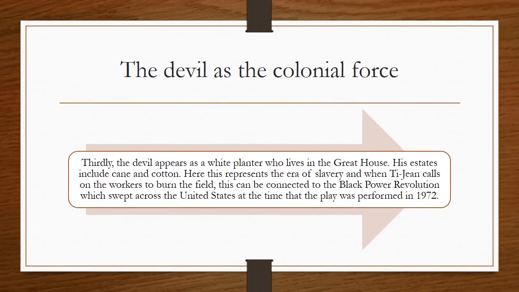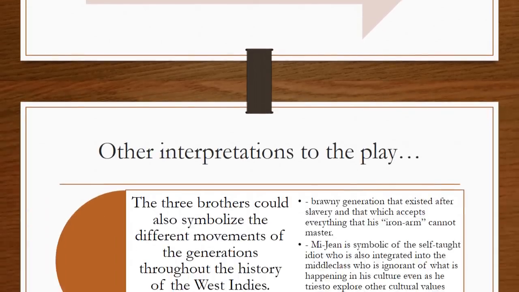The devil as a colonial force. The devil appears as a white planter who lives in a great house. His estates include cane and cotton. And here this represents the era of slavery. And when Tijan calls on the workers to burn the field, this can also be connected to the Black Power Revolution, which swept across the United States at the time that the play was performed. And so we see the colonial elements coming out in the play.